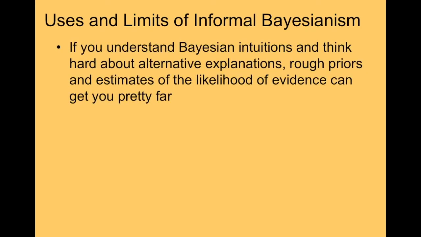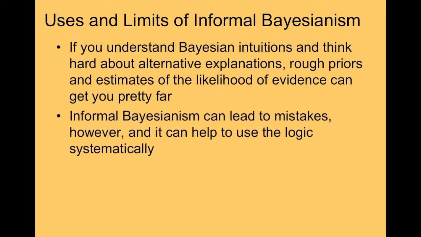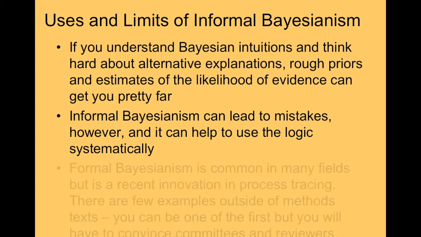So if you do know these basic Bayesian intuitions and you think roughly about alternative explanations and priors and estimates of how likely is evidence under this explanation or that one, you can still get pretty far. But I would say, as I mentioned earlier, informal Bayesianism might lead you to some informal mistakes, and it might be better to use the logic systematically and transparently.